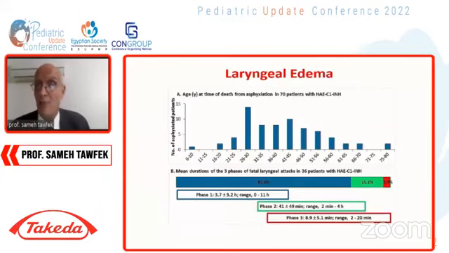The second most important complication or manifestation is laryngeal edema. Laryngeal edema might cause death. A lot of people may die from laryngeal edema, and we don't know what they died from.